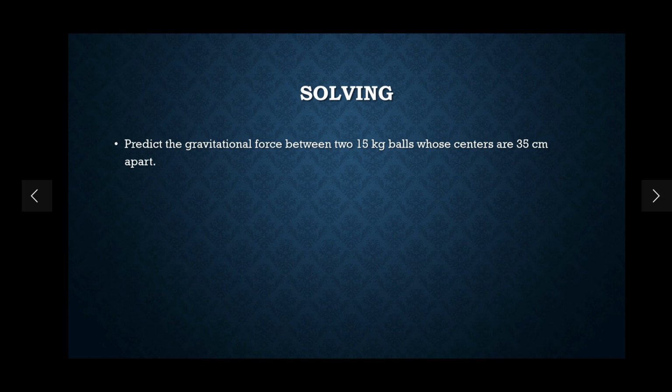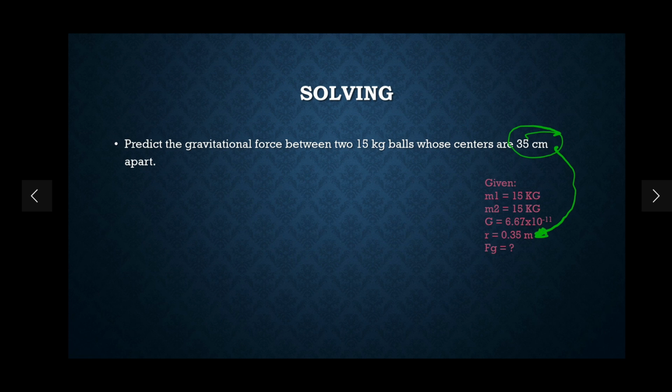Let's predict the gravitational force between two 15 kilogram balls whose centers are 35 centimeters apart. Let's use the same equation. Given that M1 is 15 kilograms, M2 is 15 kilograms, and G is the constant 6.67 times 10 to the power of negative 11. But why did they give us R as 35, but in the givens we have R as 0.35?